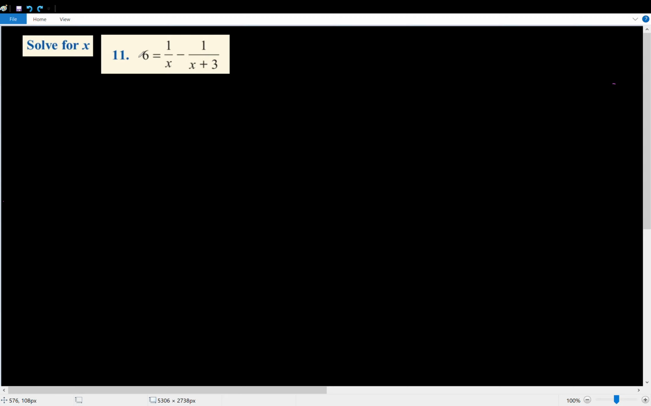So in order to solve this, we're going to have to first of all clear away the fractions. And the way we do that is we multiply every term by the product of the denominators. What I mean by that is we're going to multiply every term in this by x times x plus 3.